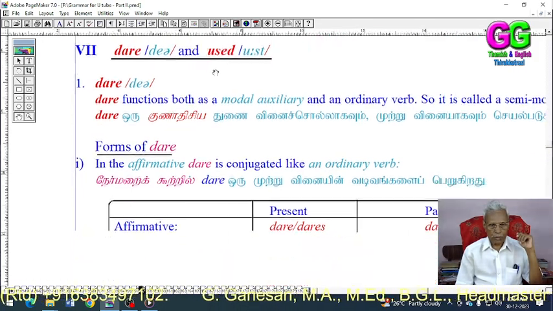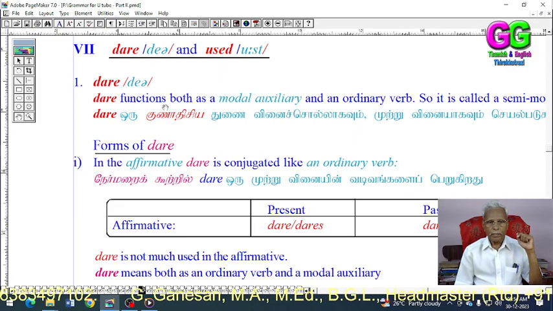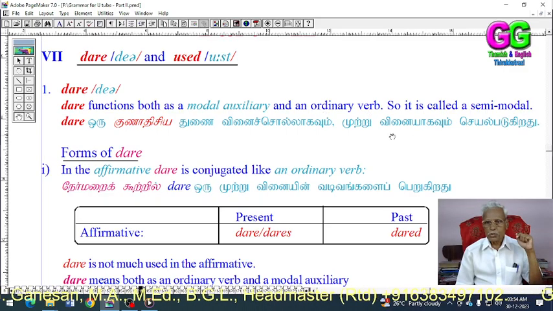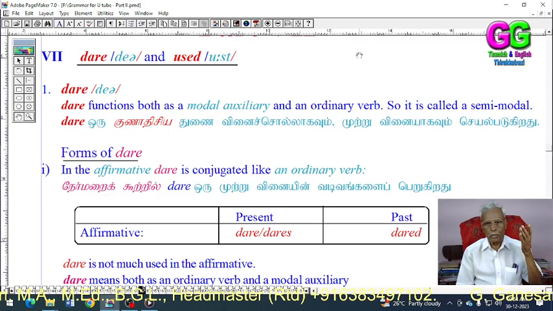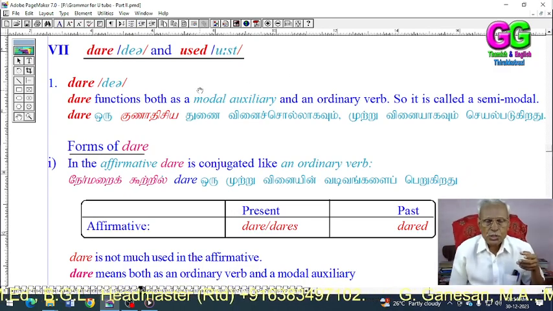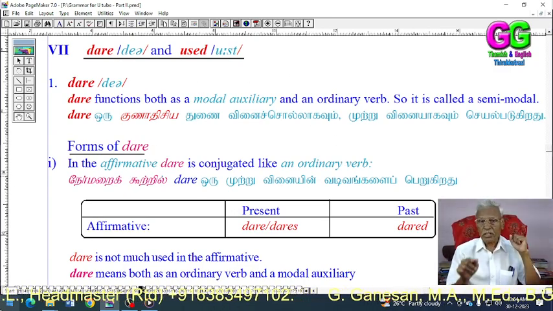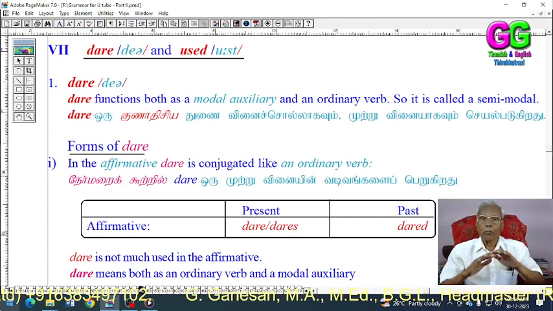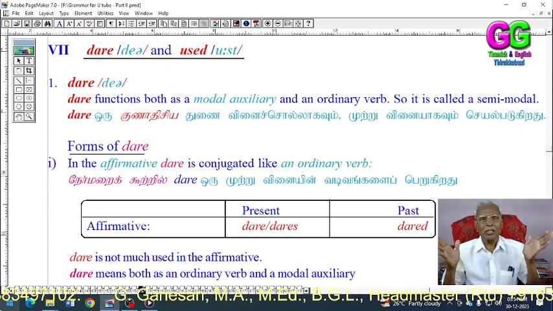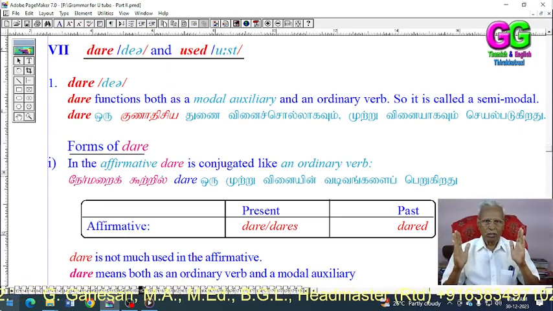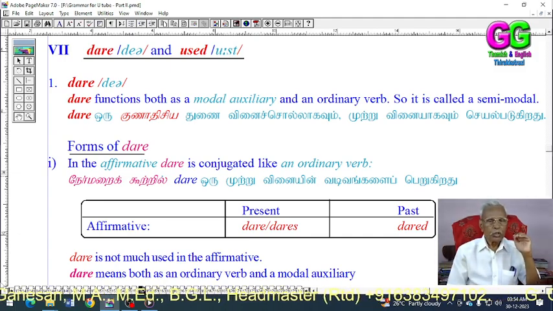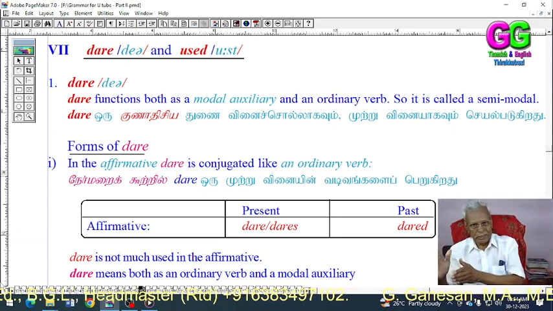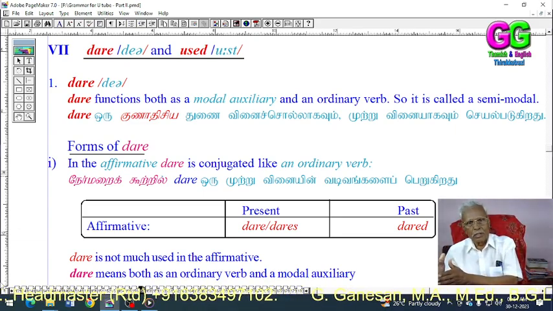Dare, that functions both as a modal auxiliary and an ordinary verb. So it is called a semi-modal. Dear students, as dare functions both as an ordinary verb and as a modal auxiliary, it is called a semi-modal auxiliary. Partly it functions as a finite verb, partly it functions as a modal auxiliary.